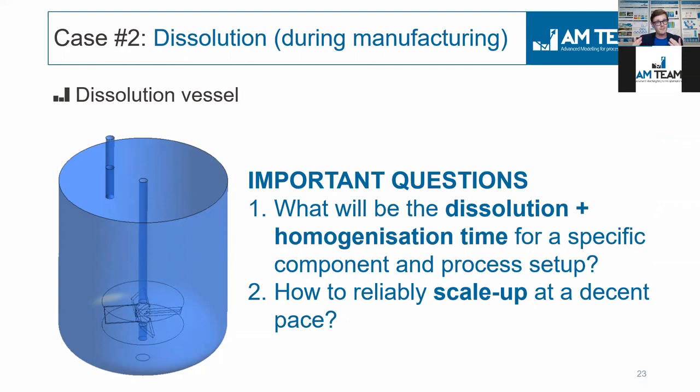Because components or APIs change all the time, and you cannot always use the same setup, not even within a certain scale. So that's a very important question. The second one is how to reliably scale up, but also at a decent pace and cost, without having to do a lot of trial and error based testing. So two key questions here.